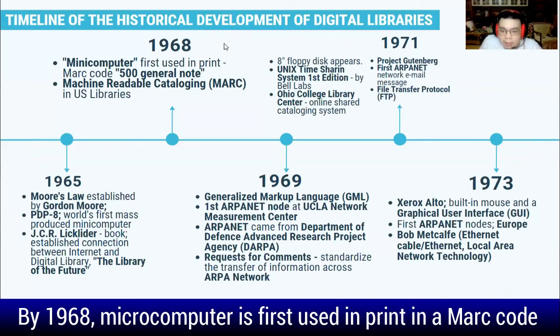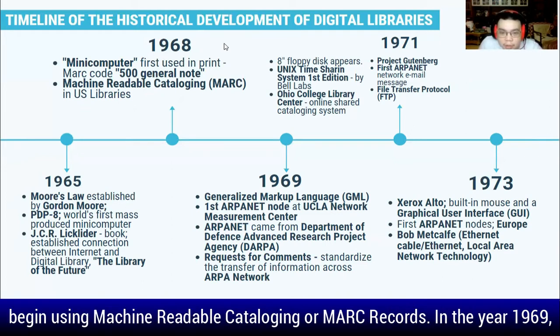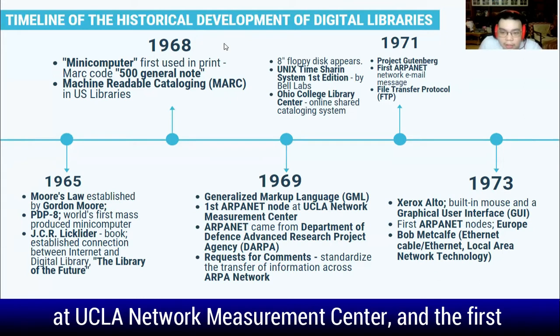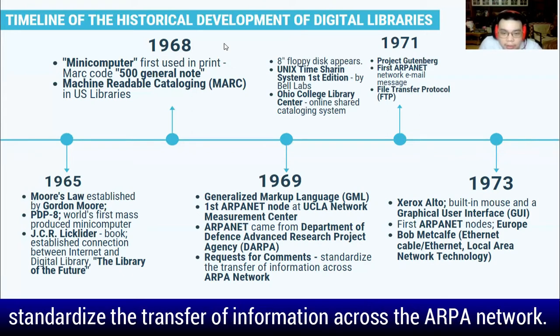By 1968, microcomputer is first used in print in a general note. In that same year, U.S. libraries began using machine-readable catalog, or MARC, records. In the year 1969, General Markup Language is introduced. The first ARPANET node is installed at the UCLA Network Measurement Center, and the first Request for Comments is produced to standardize the transfer of information across the ARPA network.